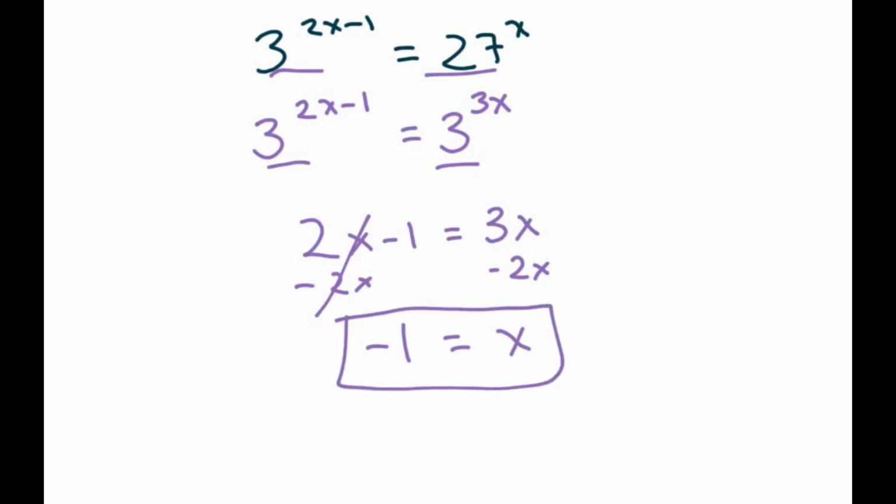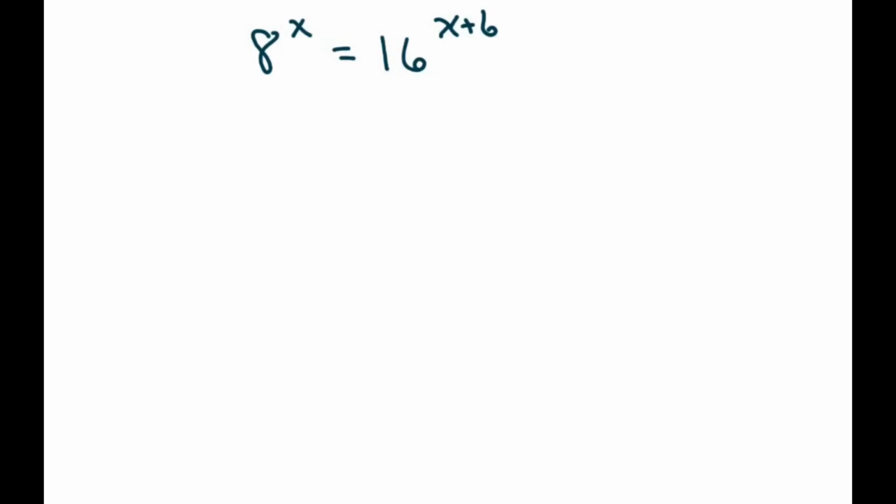All right, and the last one. My bases aren't the same, so I'm going to make them the same bases. Go as small as you can. 8 is 2 cubed. Multiply that with x. 16 is 2 to the 4th. And you're going to do x plus 6. Now that my bases are the same, we just solve for x now.